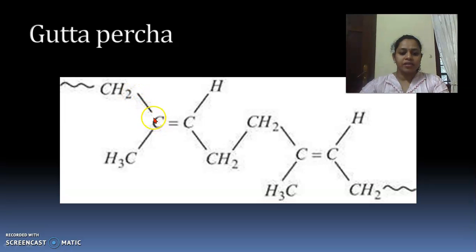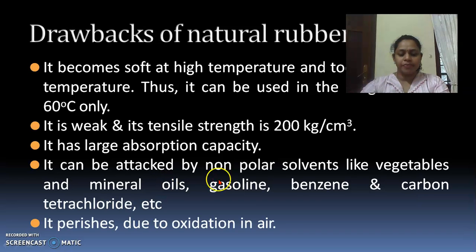Here we can see a similar group on the opposite side. Here also this is a plane of symmetry, so a similar group on the opposite side. In the previous case, that similar group is on the same side.